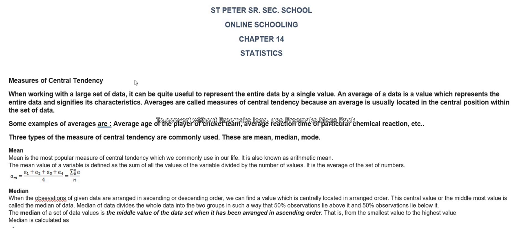Welcome everyone, welcome to today's session related to chapter 14, statistics. Today we will discuss measures of central tendency.